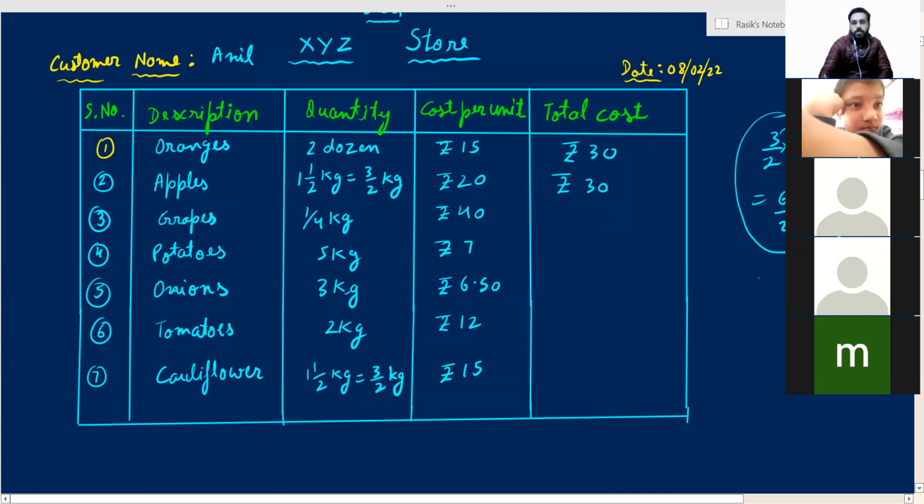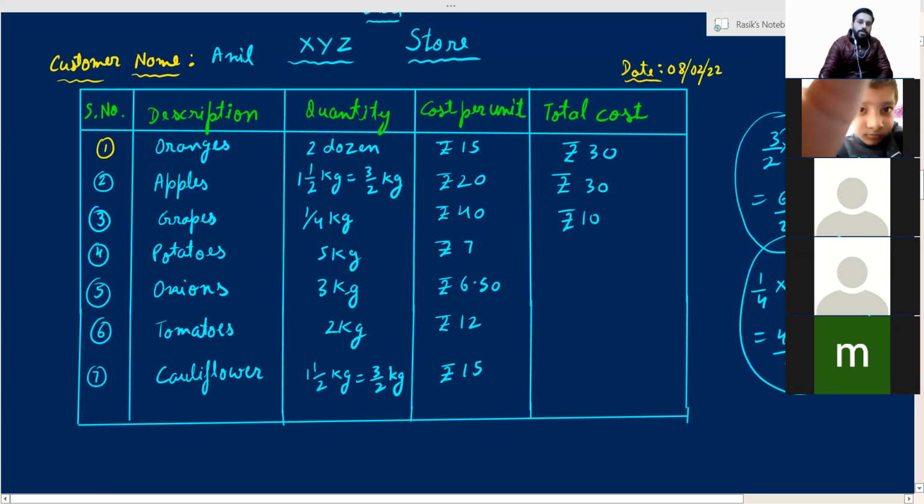Second one, again, you will do in the same way. 1/4 multiplied by 40. So 1 into 40 is 40. 40 upon 4 is 10. So you get rupees 10 here. You can do this work in rough. So 5 into 7, 35. Are you all getting it? Complete it, everyone. Are you all able to understand or not? Yes, sir.